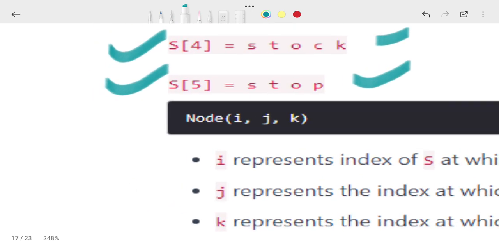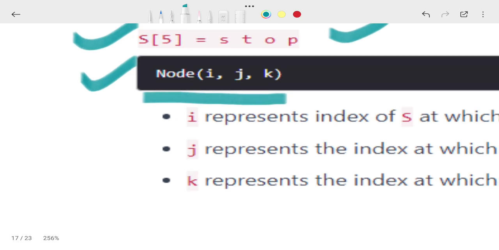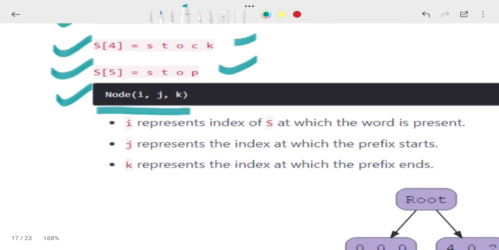Now my formula is node (I, J, K). What is the meaning of I? I represents the index of S at which the word is present. J represents the index at which the prefix starts, and this is very important. K means where the prefix ends.